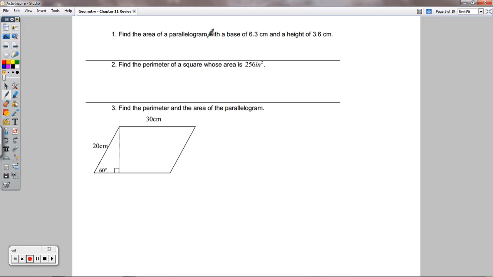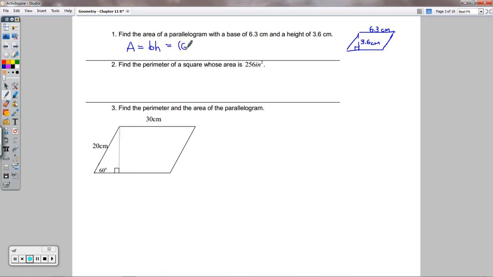Number one, find the area of a parallelogram with a base of 6.3 centimeters and a height of 3.6 centimeters. So if you're going to draw that, there is no picture on this one. We should draw a sketch of that. And so this would be an example of a parallelogram with a base of 6.3 centimeters and a height of 3.6. The height is always the perpendicular part that connects the bases here. So that's what I'm looking for here. The area, though, of a parallelogram, it's just base times height.